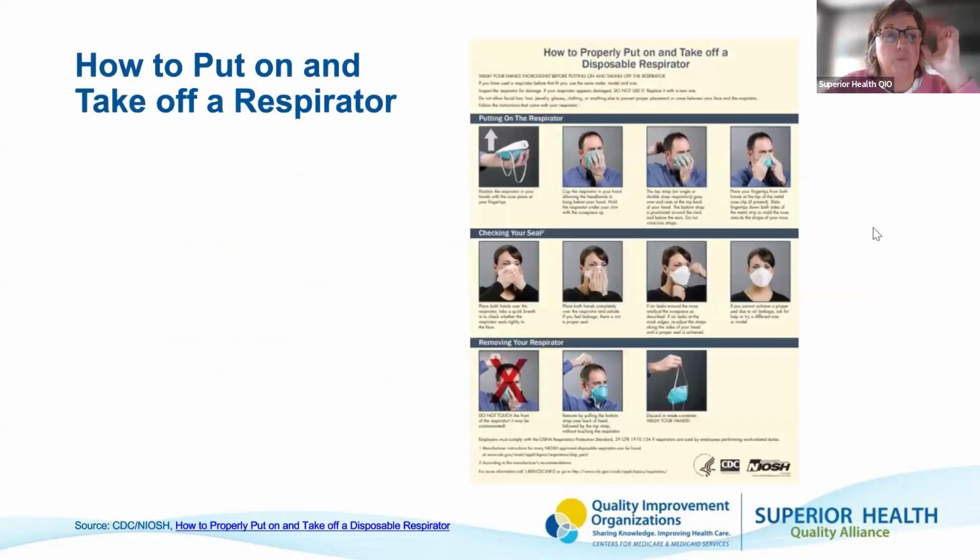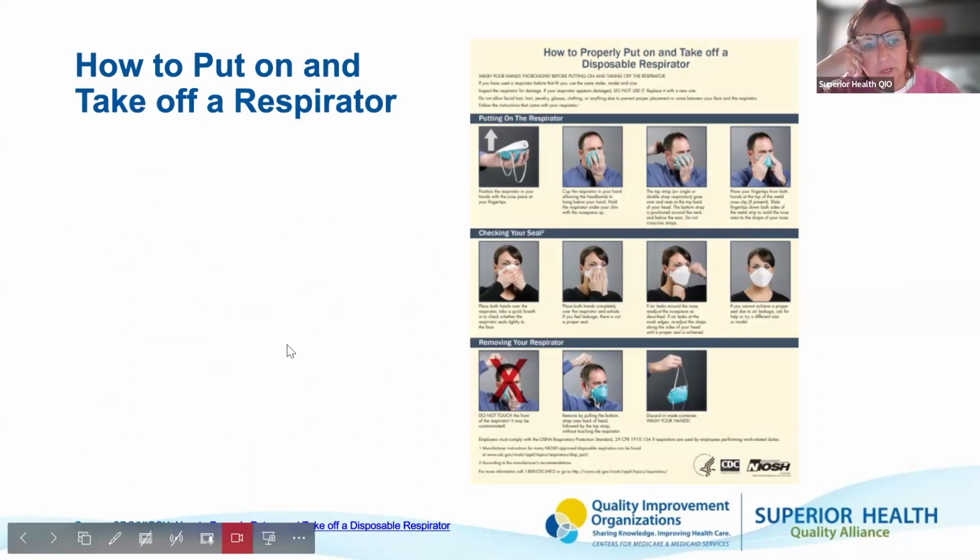Here's an example of how to put on and take off a respirator, and this is from the CDC page, and there's the link to that. It's good guidance if you're doing fit testing with staff. It's just something good to recall for staff on how to put the respirator on and check their seal, and then again, how to remove the respirator.